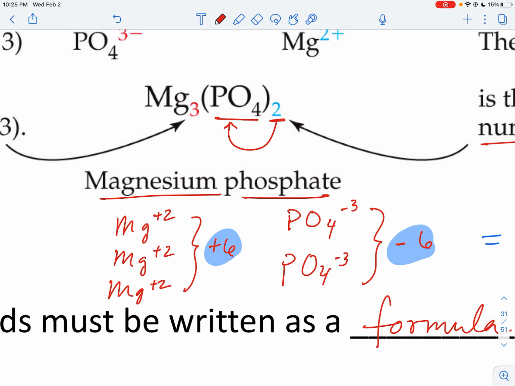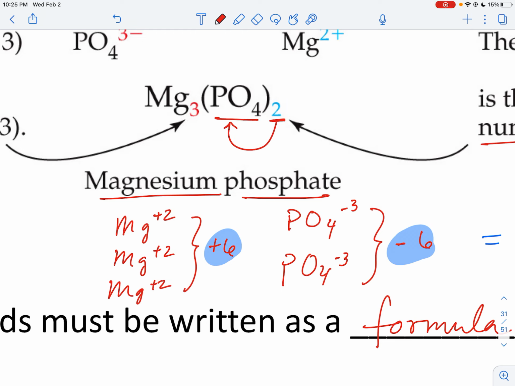And so if I need 2 phosphates, and phosphate's a package deal. We don't separate the P and the O's. It's PO4, that is phosphate. And so if I need more than one phosphate, then I put parentheses around my phosphate and I write my subscript outside of that. Okay, so let's look at another example.